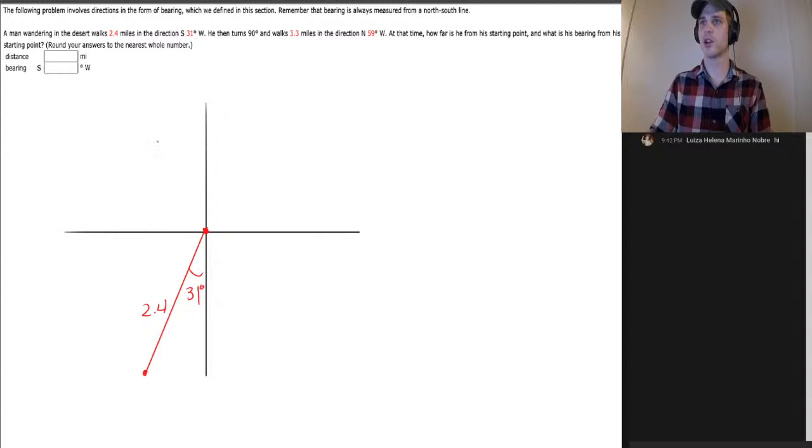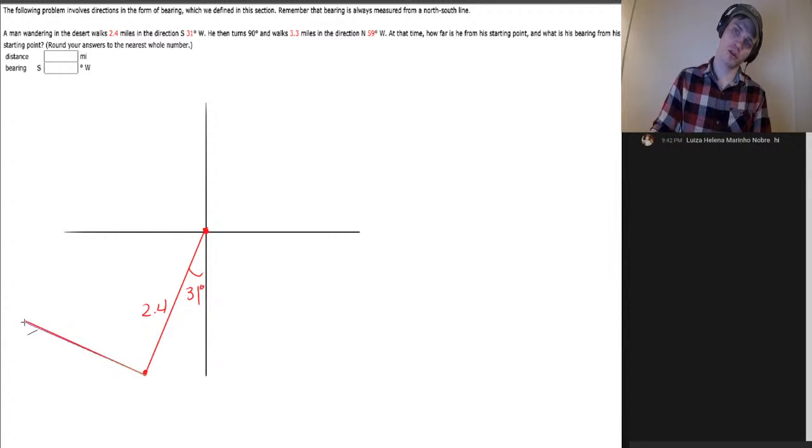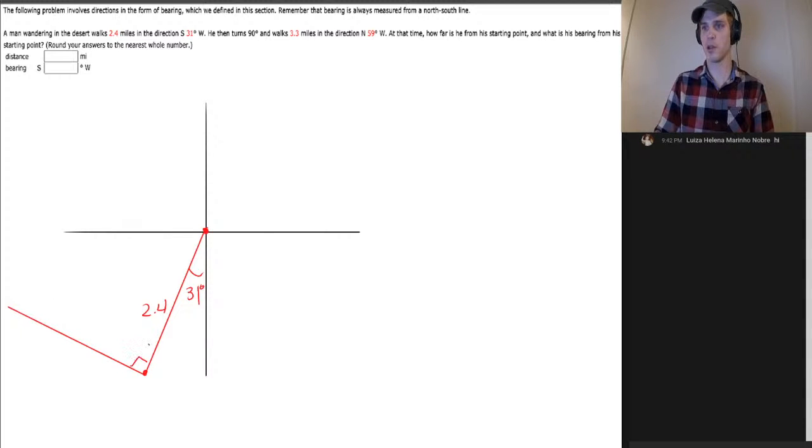Okay. Then he turns 90 degrees and walks 3.3 miles in the north 59 degrees west. So from the north 59 degrees to the west. So that means he took a right turn. And he's going 90 degrees. Let's say that's 90 degrees, but 3 miles. And this is no longer to scale, but we're gonna roll with it. 90 degrees. This is 3.3 miles.